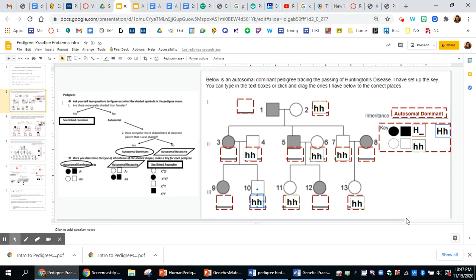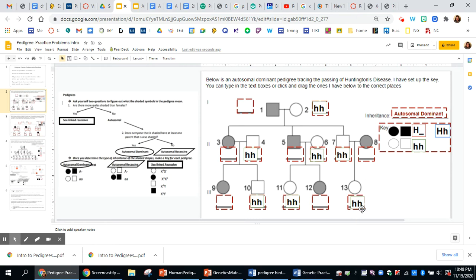Okay, so hopefully you've had a chance to click and drag the two little h's to every single shape that does not have it shaded in. And so this autosomal means that it's not sex-linked. So that means we can treat men and women, or the circles and squares, the same. Now, we've got to work backwards.